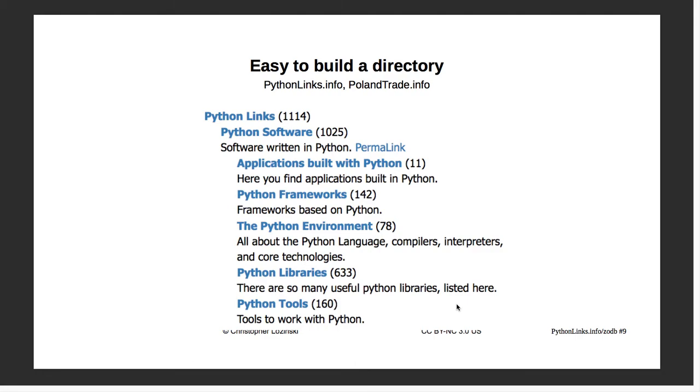So given a tree, it's really easy to build a directory. I built pythonlinks.info, one of the world's largest Python directories. There are multiple Python directories out there. Sadly, people don't care that much. The Python developers do like this quite a bit. There's significant interest. But what people really care about in general is money. They care about jobs. They care about companies that they can work for.